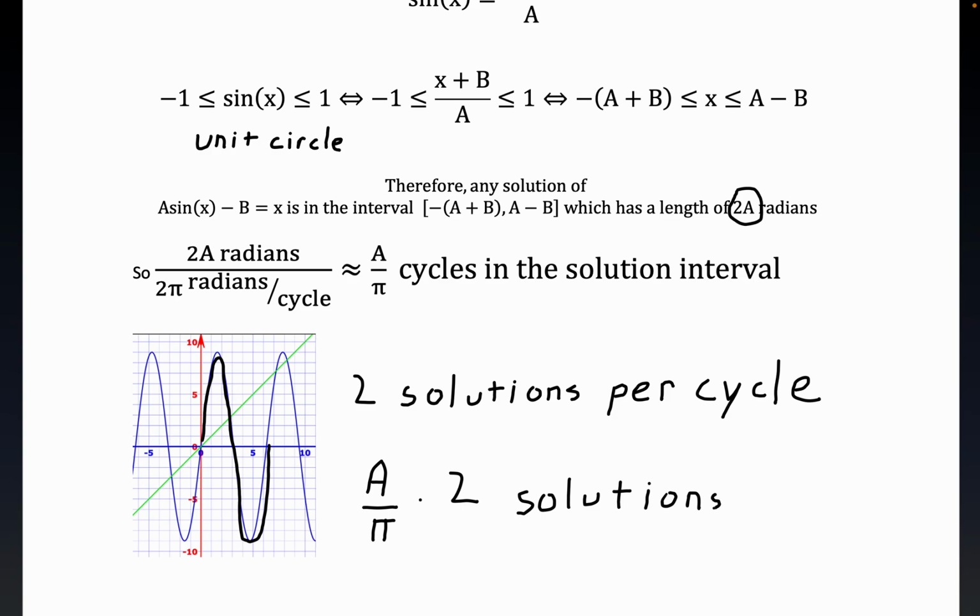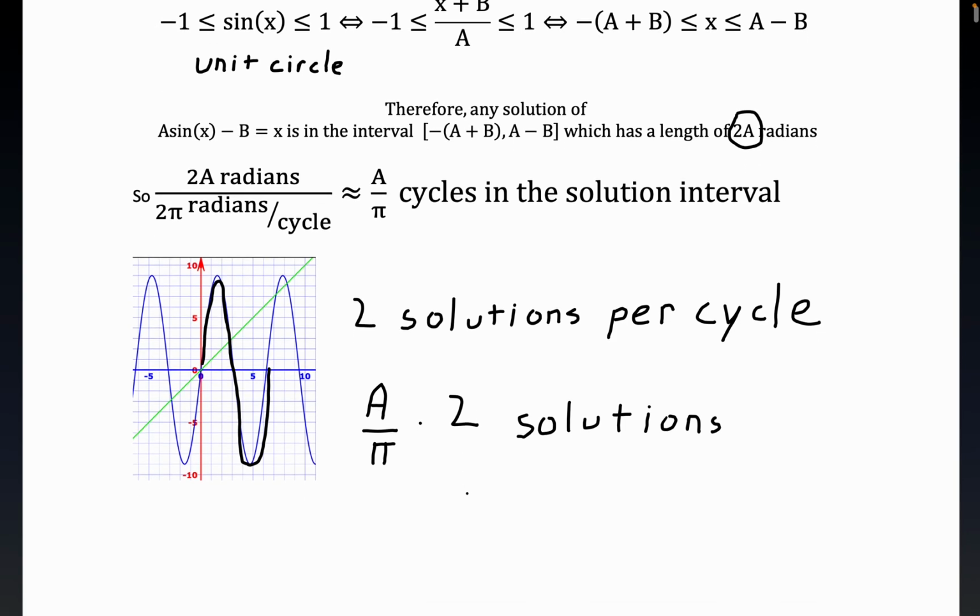So again, what we've shown is that, and what I like about this is it's independent of b, right? Which would be the vertical shift coordinate. Notice there's no b in this expression, but we just have a over pi times 2 solutions, which is just the coefficient of the sine function. Okay, now let's go down and work a concrete example. Again, a over pi times 2 solutions.